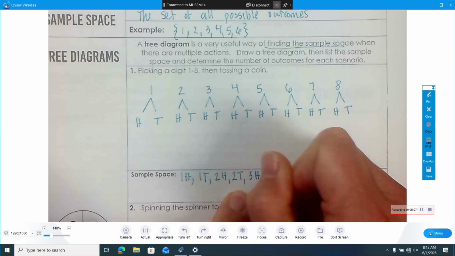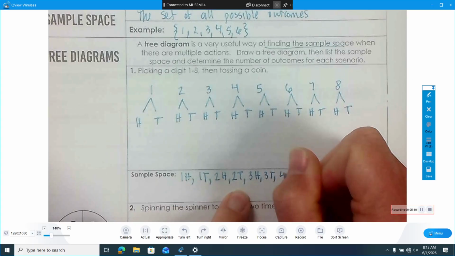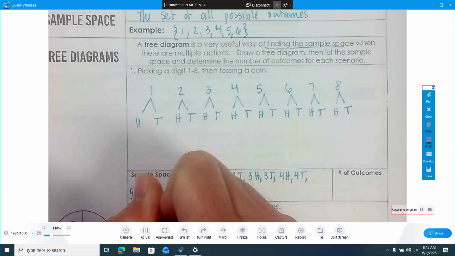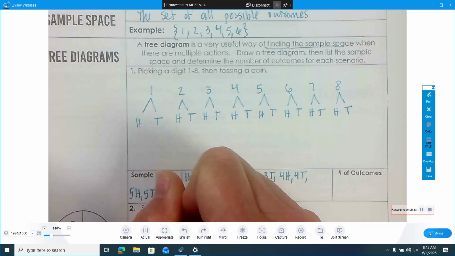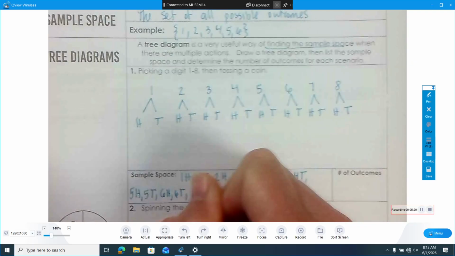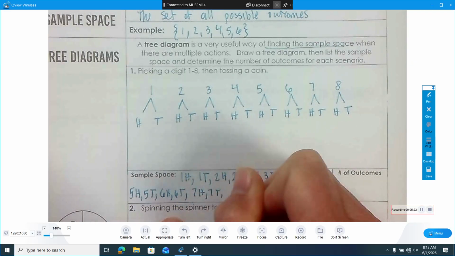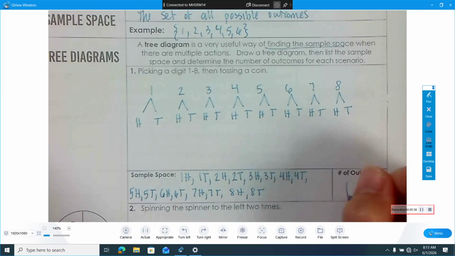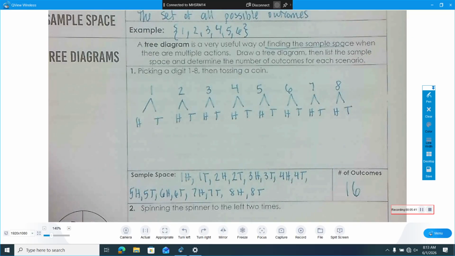3 heads, 3 tails. Good. 4 heads, 4 tails. 5 heads, 5 tails. 6 heads, 6 tails. 7 heads, 7 tails, and then 8 heads, 8 tails. All right? Which means there's a lot of different things that could happen. There are 1, 2, 3, 4, 5, 6, 7, 8, 9, 10, 11, 12, 13, 14, 15, 16 possible outcomes. They're all different. 16 possible different outcomes.